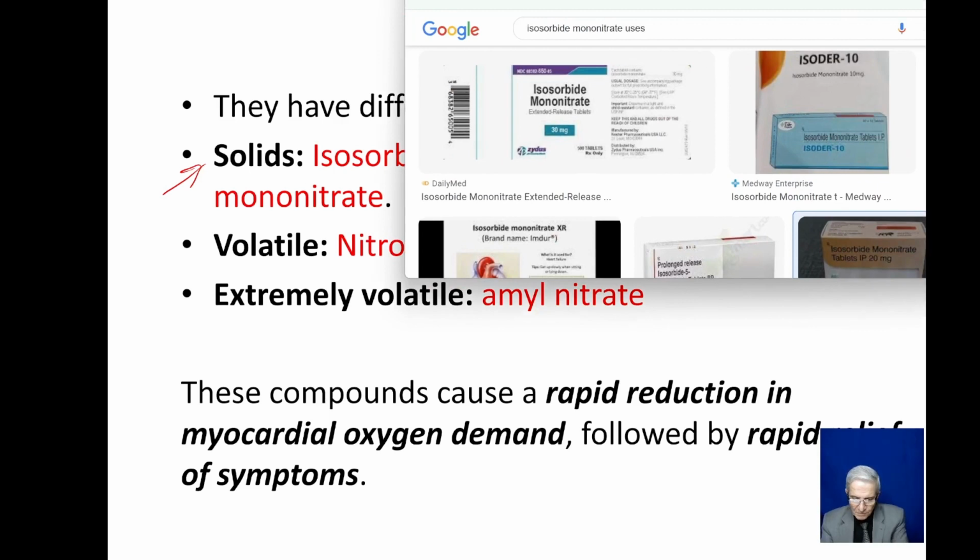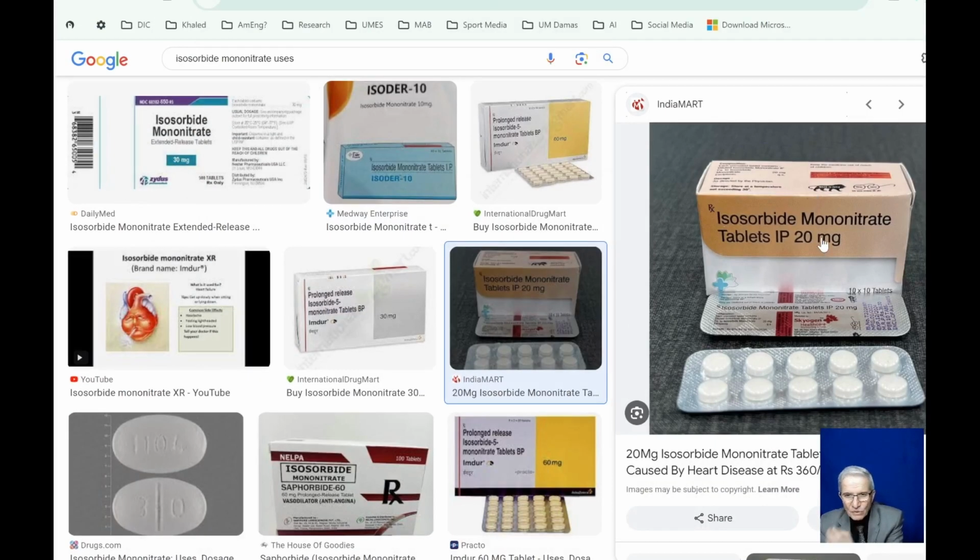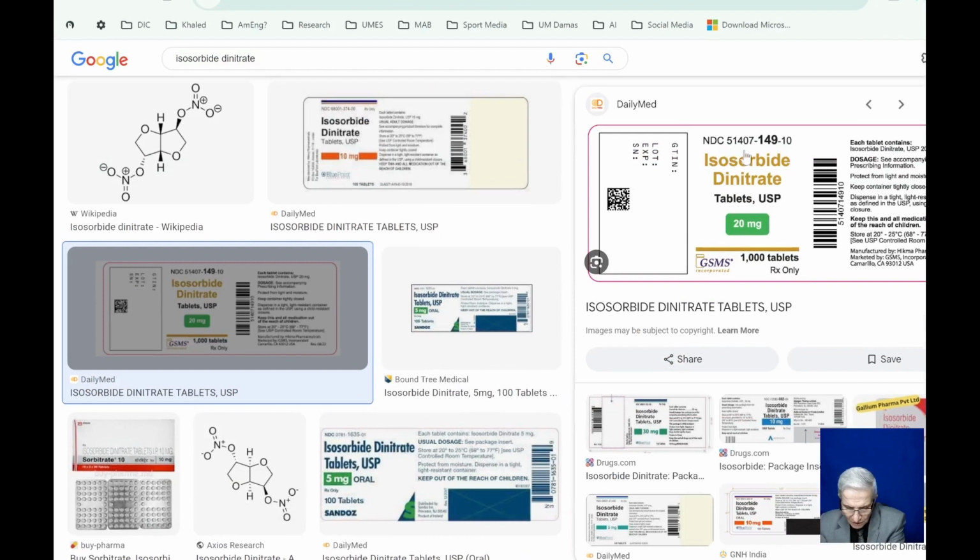Here we have some pictures for isosorbide mononitrate. You can see the isosorbide mononitrate here, 20 milligram. And then we have another picture, for example, of isosorbide dinitrate, for the 20 milligram, for example.